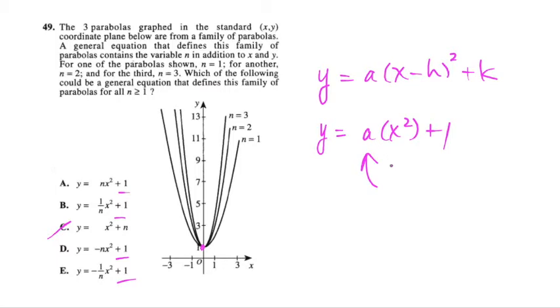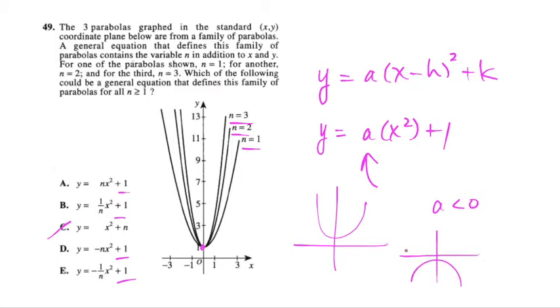Now, what is this a? In this case, these are our n's. We know that if it's positive, the parabola is upward facing. If a is negative, if it's less than 0, then it's downward facing. Or it could be downward facing over here. So we know that a has to be positive, which means it's not D or E because these numbers are negative. So the difference between A and B is n and 1 over n.